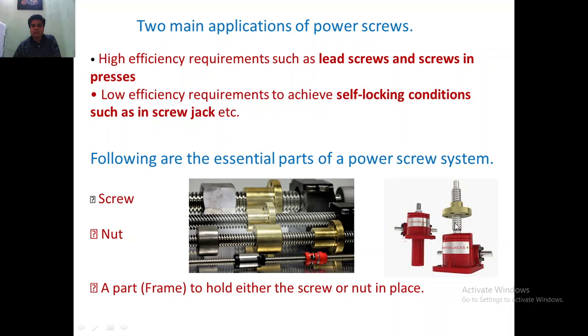So this frame will hold the screw or the nuts in place. So basically the power screw, we call this a system because it has three important elements or parts. One is the screw, the nut, and the other one is the frame.